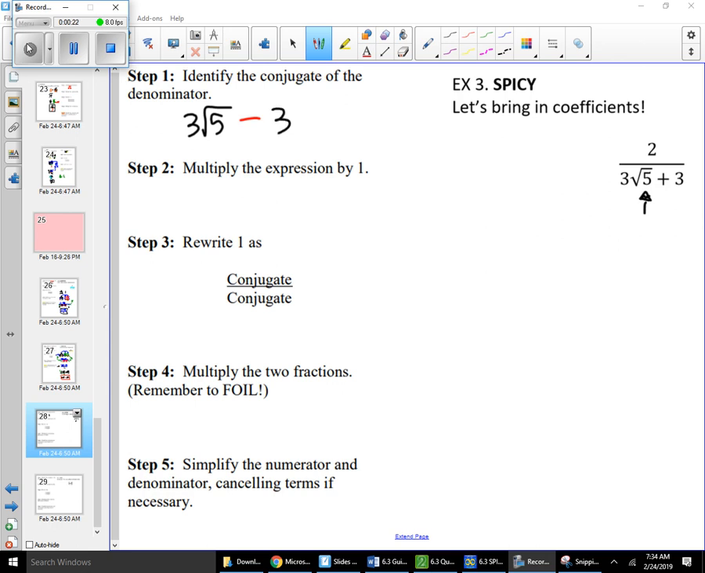One thing worth noting, when we were dealing with monomials, we didn't have to worry about the coefficient in front of the radical. When we're dealing with binomials, we do, because we want those inside and outside terms to cancel when we FOIL. So when you're talking about conjugates, we want both terms, and just that second one changes sign. Nothing else gets omitted, nothing else gets removed. So we found our conjugate. Let's go ahead and multiply by 1.